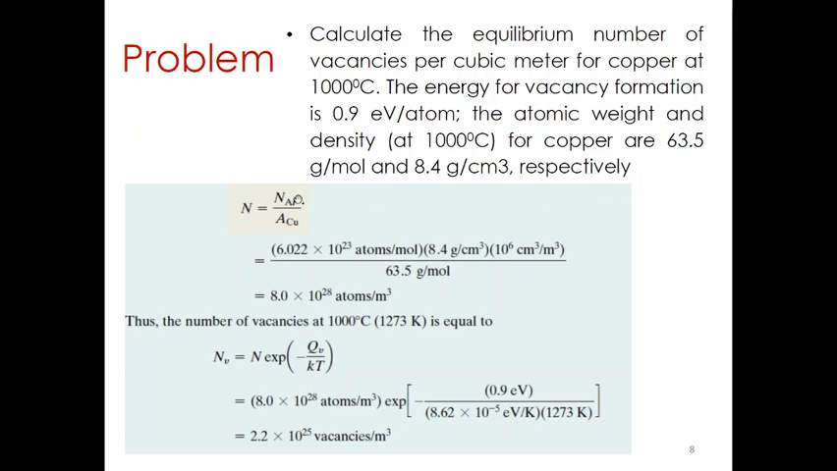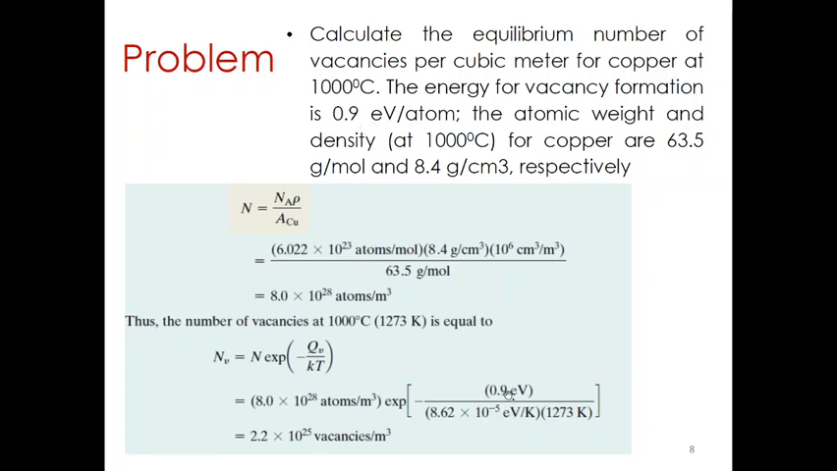In order to solve this problem, first we need to calculate the number of atomic sites per cubic meter for copper. That is the capital N value we need to calculate, and this can be calculated using this equation, that is Na into density divided by atomic weight of copper, where Na is nothing but Avogadro's number, that is 6.022 into 10 to the power 23 atoms. With density 8.4 divided by atomic weight, you will get the total number of atomic sites per cubic meter for copper as 8 into 10 to the power 28 atoms per meter cube. You just substitute this value into this equation.